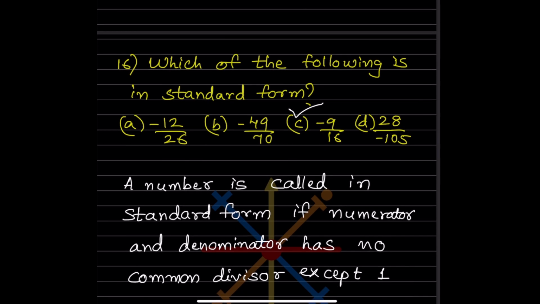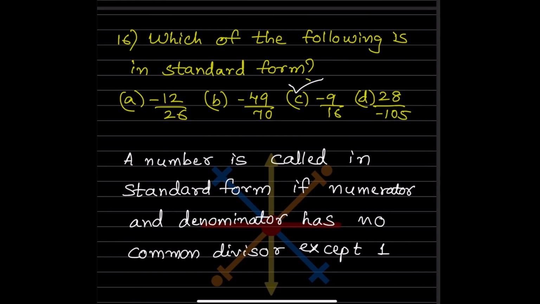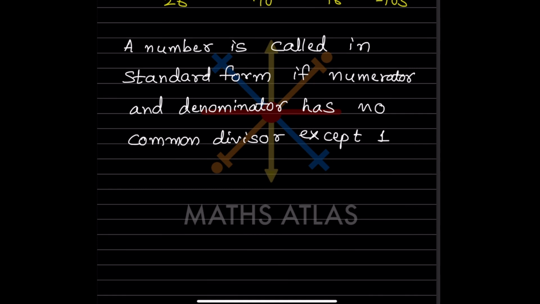Now, which of the following is in standard form? These are the options given. I have written here that a number is called in standard form if the numerator and denominator have no common divisor except 1. Here you cannot do anything; the only common divisor is 1 because there is nothing common. Here we have 7 sevens are 14 and we can divide by 7 in both places. Here also we can divide by 2. Here also we can divide by 7. But here we cannot do anything. The common divisor is just 1. So this is the option.